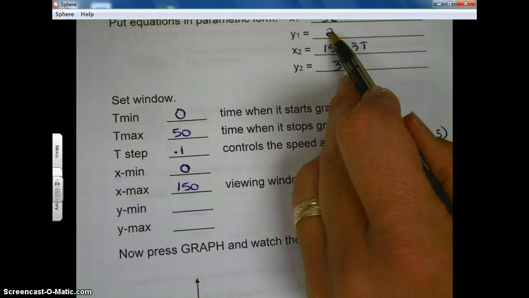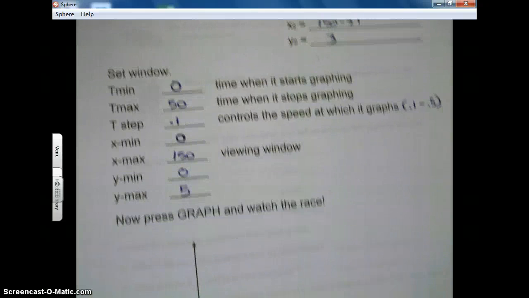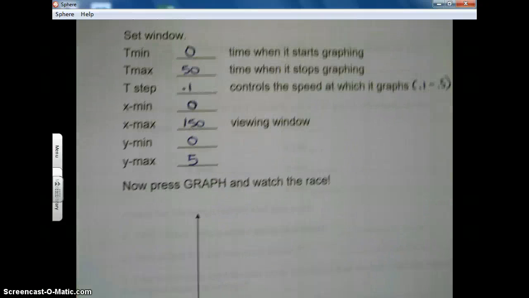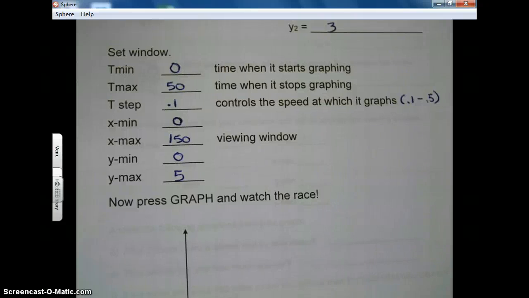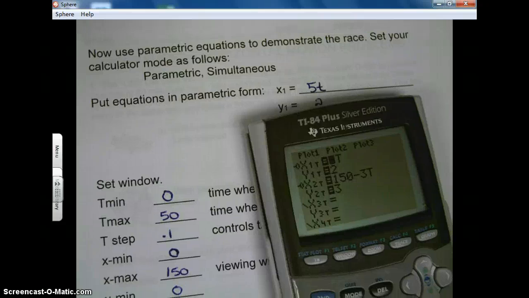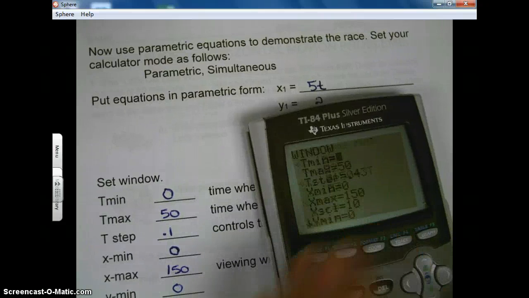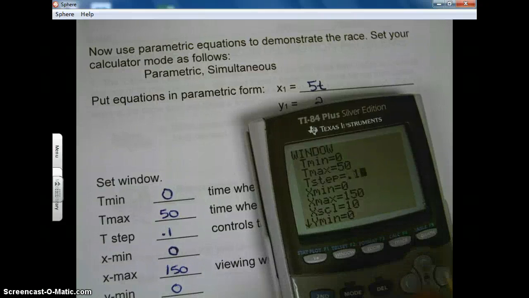Okay, you know, this is just to make sure that we have plenty of room to see the race. So we put them in lanes 2 and 3. So let's go from 0 to 5. Make the racetrack large enough. And let's go ahead, it says press graph and watch the race. Well, I've already set it all up. I plugged that in. Okay, I set up the window, and actually I had already put it to 0.4, so let's put it at 0.1 and let's graph it.